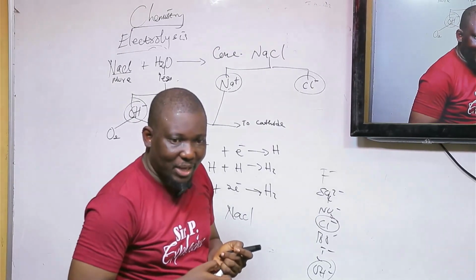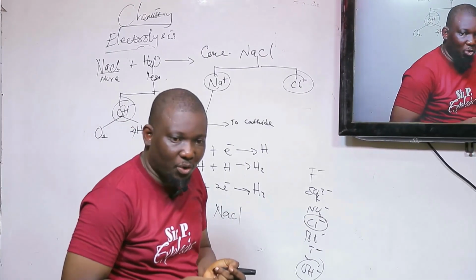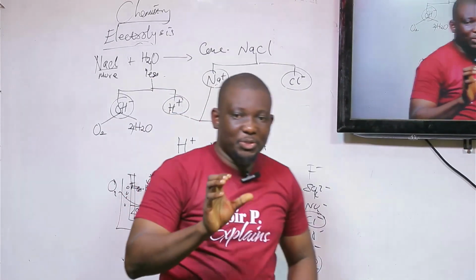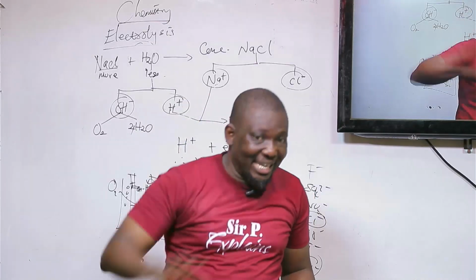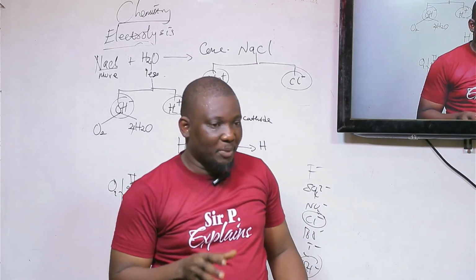So that means at the anode, which product is formed? Chlorine gas. This is one method used to prepare chlorine industrially, apart from laboratory preparation.